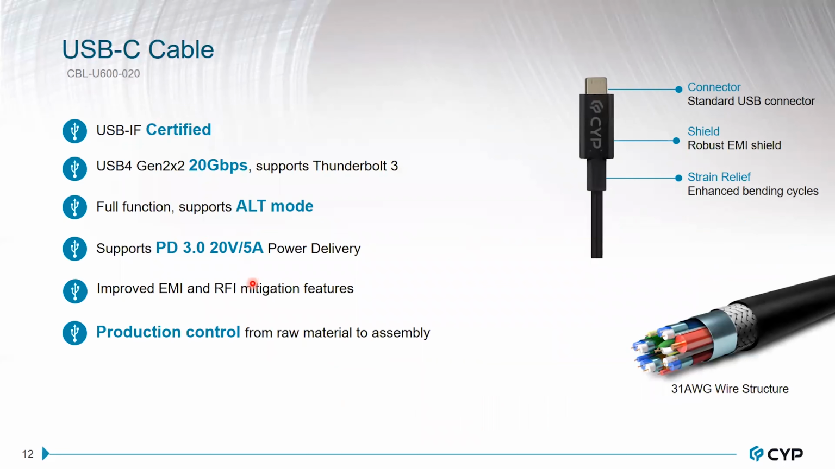Our USB-C cable is a USB-IF certified USB 3.2 Gen 2x2 20 gigabits cable. It supports Thunderbolt 3 alternate mode, and PD 3.0 up to 100 watts. It also has good EMI and RFI mitigation to ensure the quality. We control the production from the raw material to assembly.